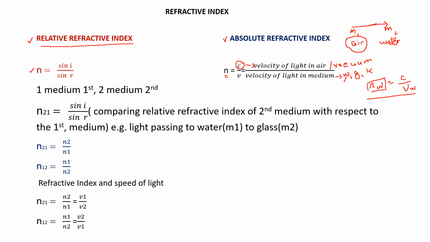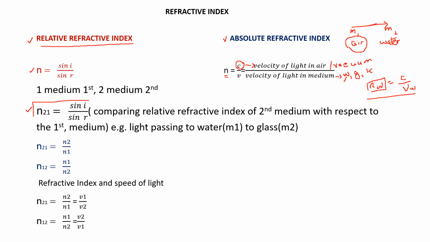Now how I'm going to say this? This is what is given in your book, so I am following this particular method. Here, this is a standard formula of the relative refractive index. This was the first formula we did, the second formula we did, and this is the third formula.